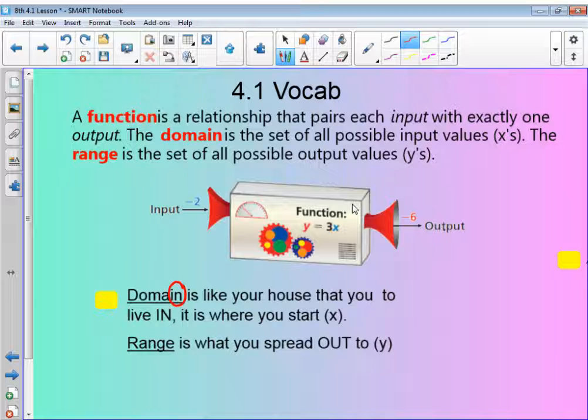Okay, sometimes they're going to ask for domain. Sometimes they're going to use the wording input. We are used to using x's. Okay. The range then is what you would spread out to.